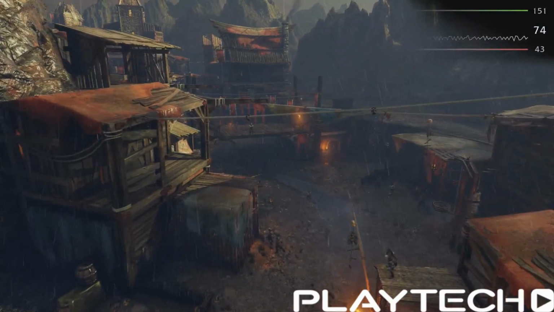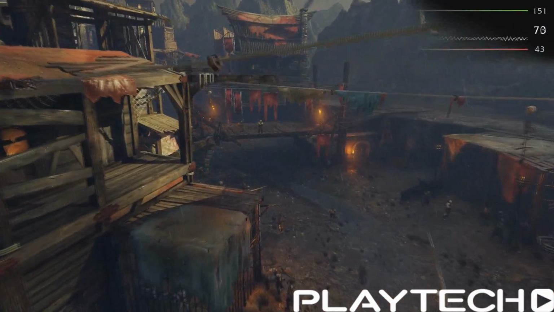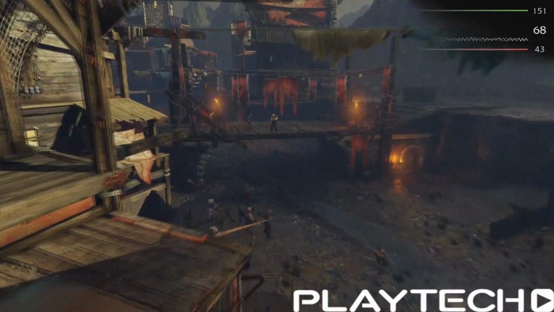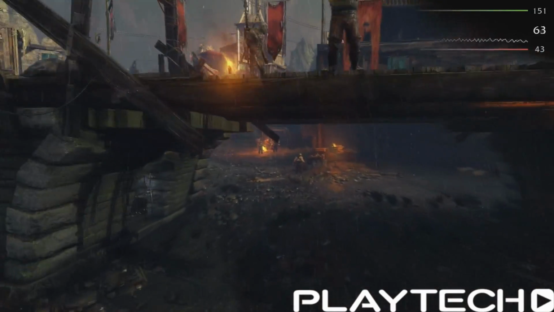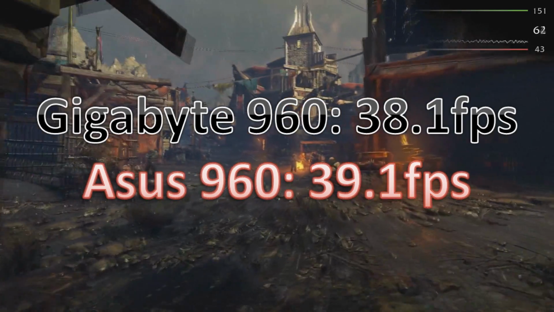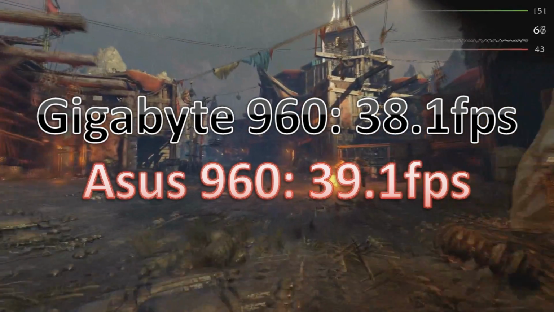And finally, Shadow of Mordor. The Gigabyte GTX 960 Mini scored 38.1 frames per second average. This is on the Ultra preset, remember, 1080p. And the Asus GTX 960 Mini scored 39.1 frames per second average. So what can we tell from these benchmarks? Well, the Asus card is clocked slightly higher, so that explains why there's like half a frame difference in most of these, but they're pretty much the same.